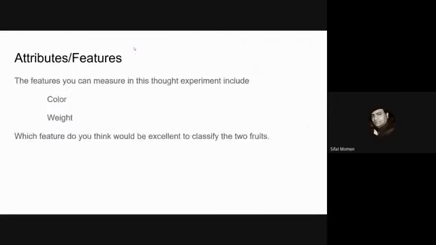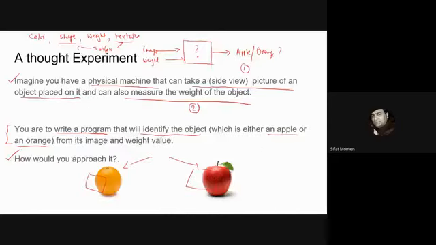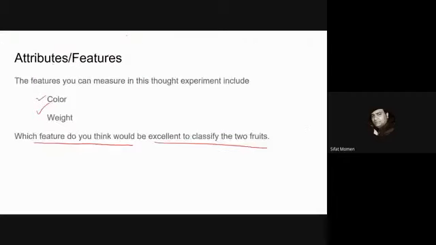So these are the things that I thought you would think about. The features you can measure are color and weight. The question I asked you was which feature would be excellent to classify between the two fruits. You came up with a list of features: color, shape, weight, texture. By measuring these, we will somehow classify whether it's an apple or an orange.